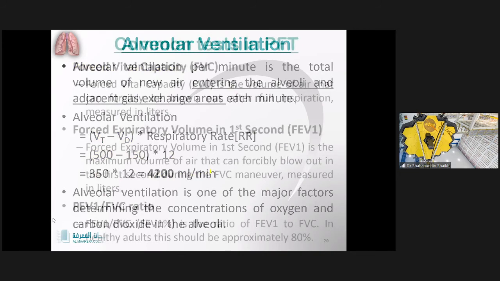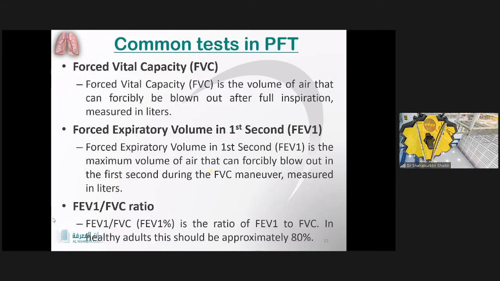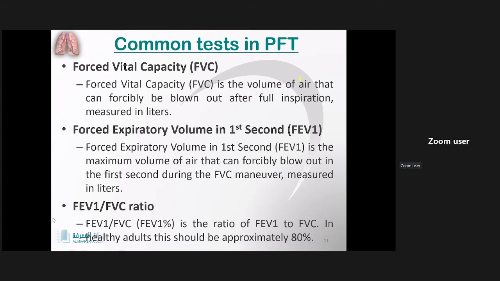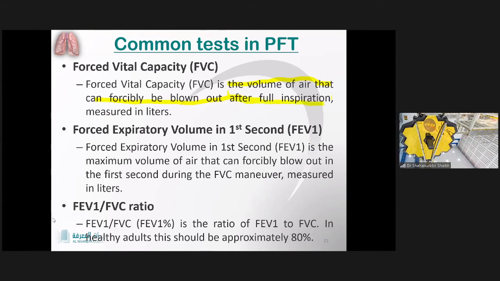Okay. So now we go to the last important concepts related to this lecture. That is FEV1 and FVC. What is FVC? The volume of air can be blown out after full inspiration. So first you have to take maximal inspiration, and whatever you can breathe out is vital capacity. So that is forced vital capacity, same as vital capacity.